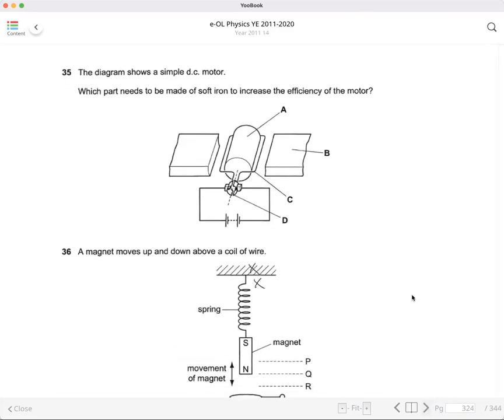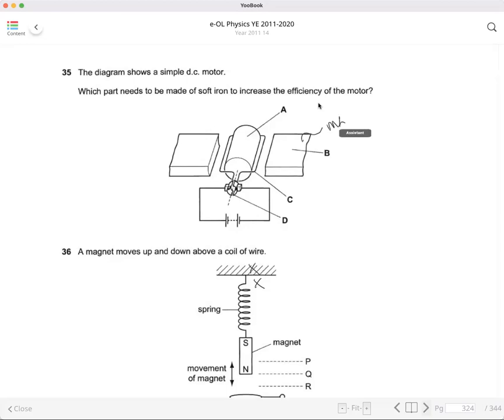Okay, let's do question 35 quickly. Which part needs to be made of soft iron to increase the efficiency of the motor? 35, what's your answer? Ryan, you're doing 34, 35. Yiting, well done. Xiaoxing, well done. Ryan, well done. Bei Kwan, incorrect.